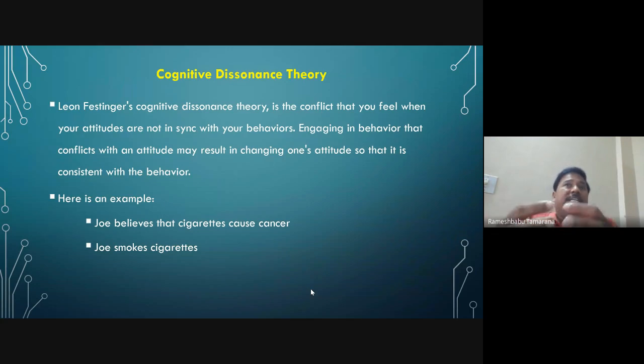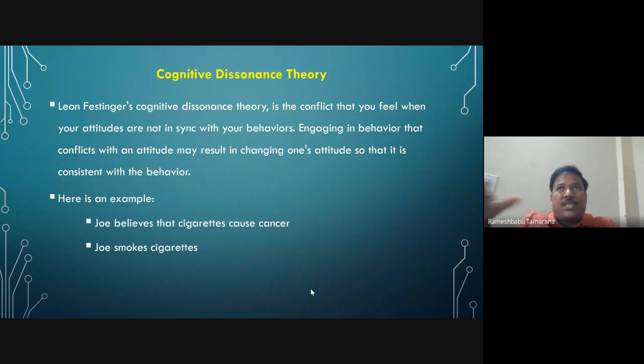there is a dissonance, because your belief is not in sync with your behavior. Your belief says that smoking cigarettes is injurious to health, but I'm engaging in that behavior. So there is a dissonance within me, because either I have to change my attitude about smoking, or I have to stop smoking. Unless I do one of them, I will have a lot of dissonance in me. There is a conflict within me about what is right and what is wrong.